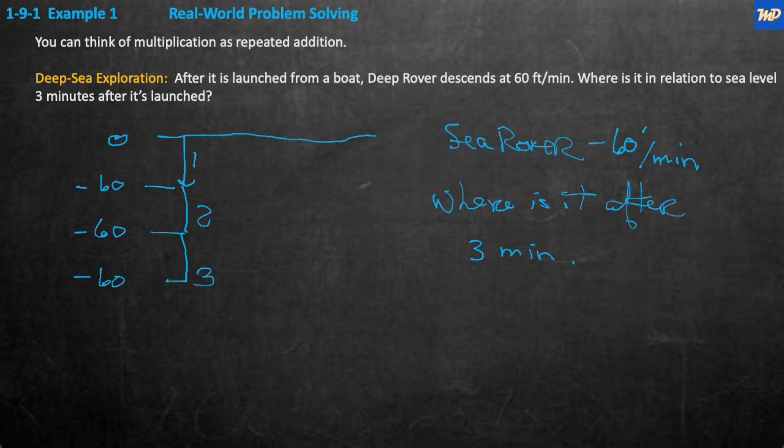So here's 60 times 3. How far down is it? If we add these up, we get minus 180 feet in 3 minutes. 180, I'll do feet with a little dash mark right here. 180 feet. And that's repeated addition for multiplication. 3 times negative 60 is negative 180.